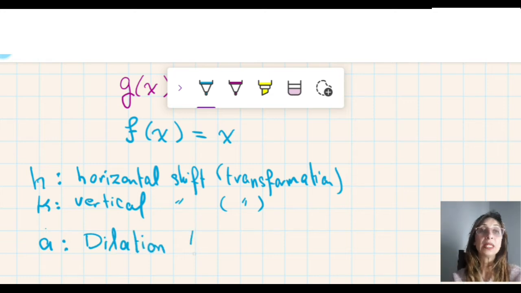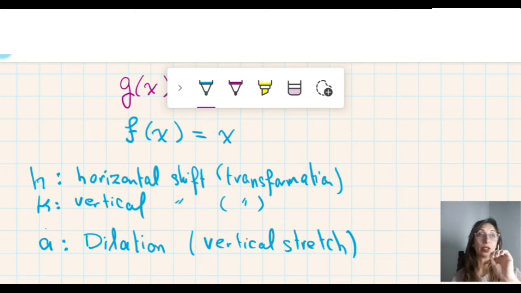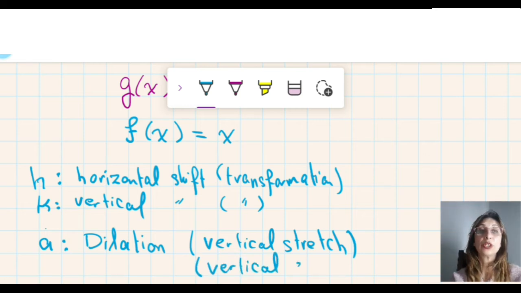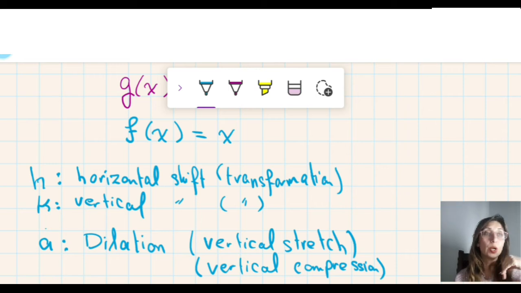Dilation means the line is going to be stretched toward the y-axis, so in this case we call it vertical stretch, or the line is going to be compressed towards the x-axis, and this is called vertical compression. Vertical stretch or vertical compression, both are called dilation of the parent function.